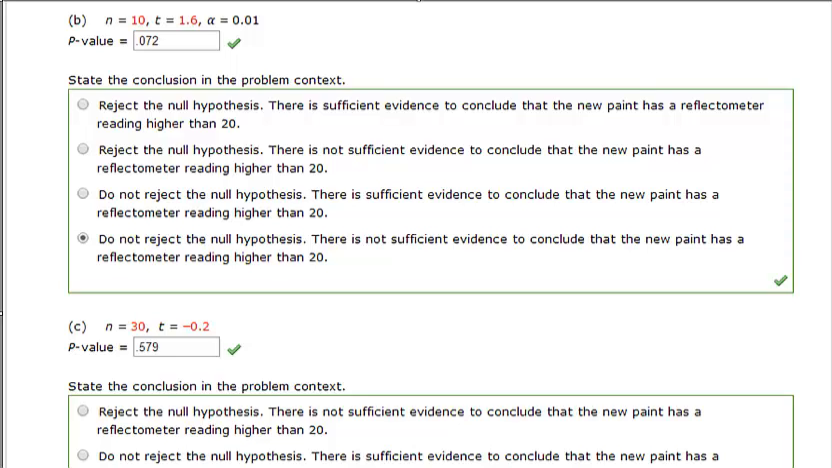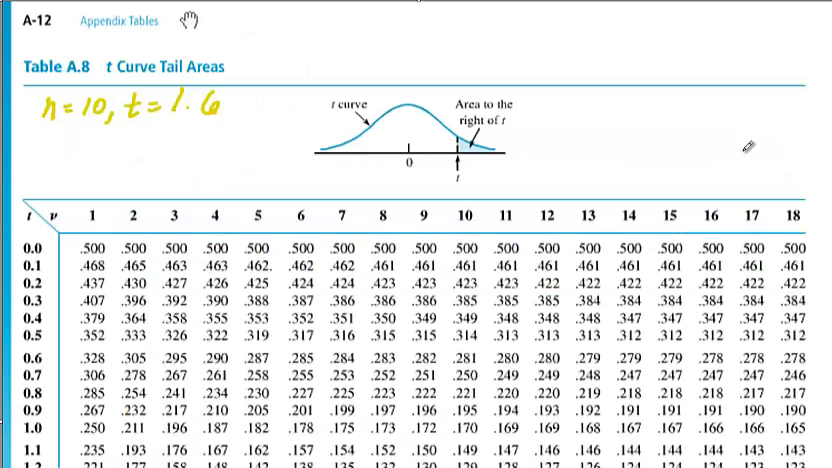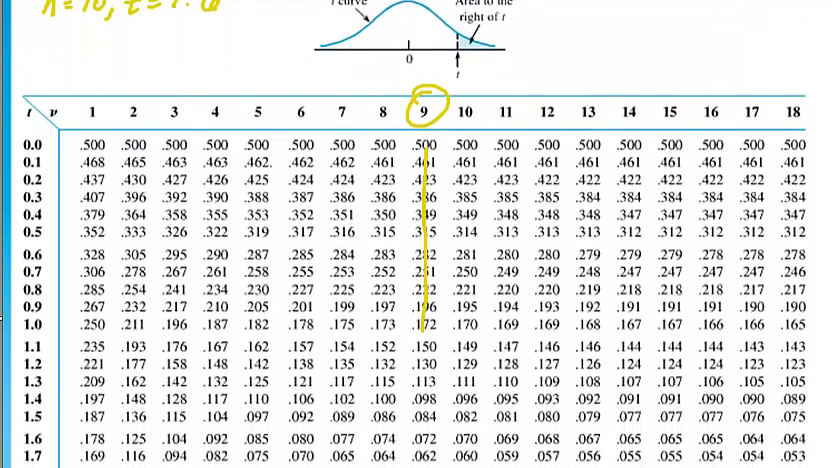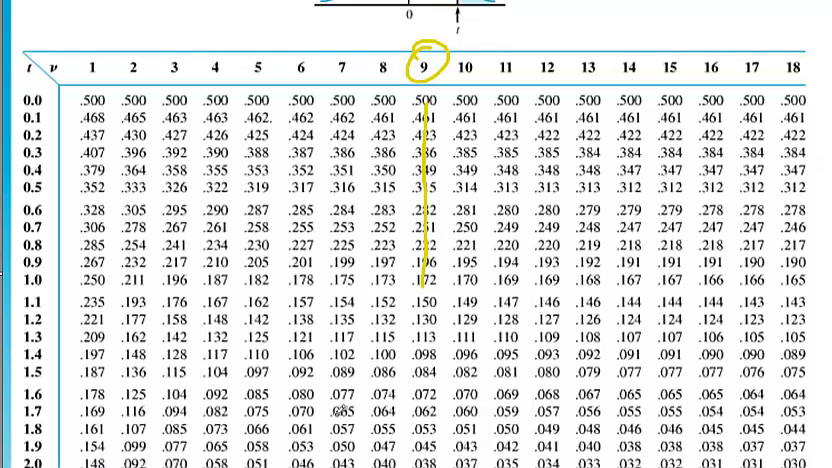Going to my next one, I'm going to do the exact same thing using my same table. I'm going to get my p-value. My n is 10, so there's my degree of freedom. My t is 1.6, so I'm going to scroll down until I get to 1.6. It is right in there. So there's my p-value for number 22b.